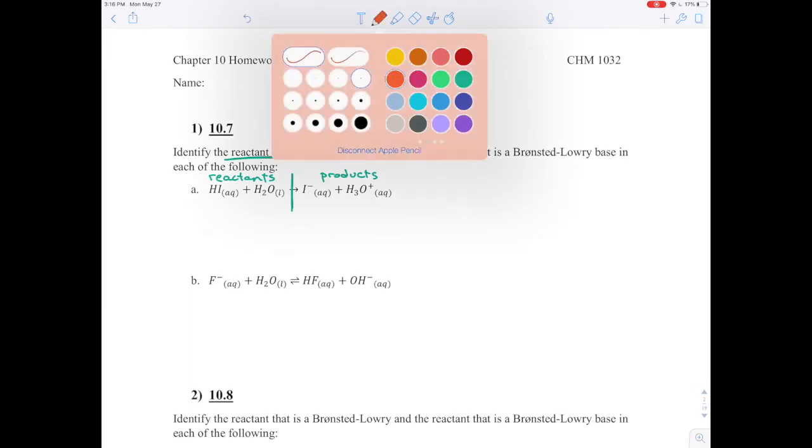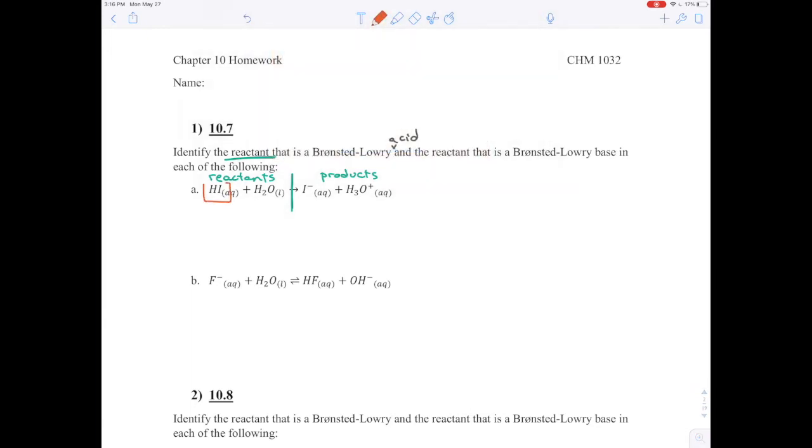Okay, so let's start with HI. We'll just choose a molecule and then go to the other side of the reaction arrow, and look for the thing that sort of resembles that. So what resembles HI on the other side? I-. Both of those compounds have an I in them. Okay, when you go from HI to I-, does this compound that you start with gain an H+ or lose an H+? Well, it starts with 1, it ends with 0, it must have lost that H+. In other words, it gave it away.